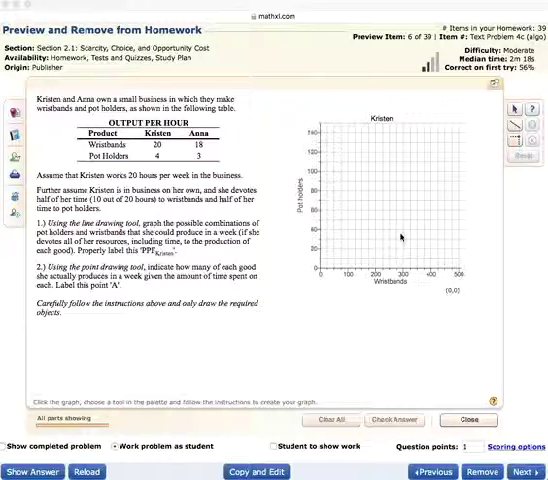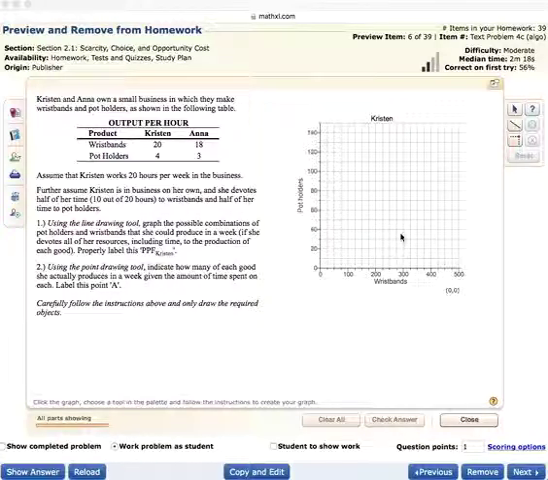Also, assume that Kristen works 20 hours per week. Further, assume Kristen is in business on her own and she devotes half of her time, 10 hours out of 20 hours, to wristbands and half of her time to pot holders. So realize that piece of information. She's working by herself and Anna does not come into this equation at all.